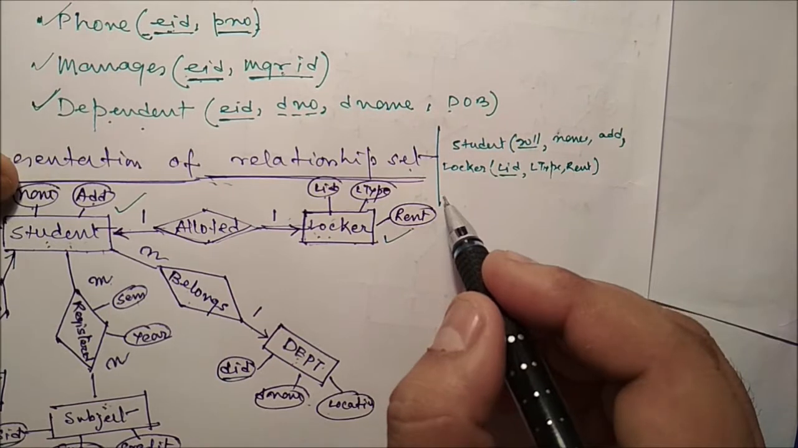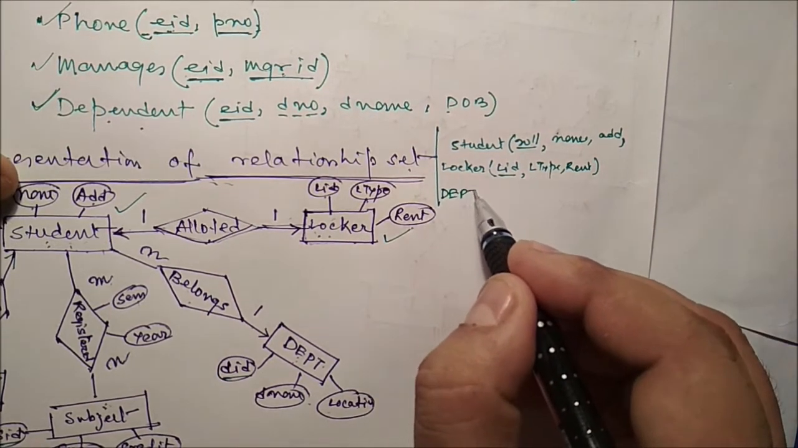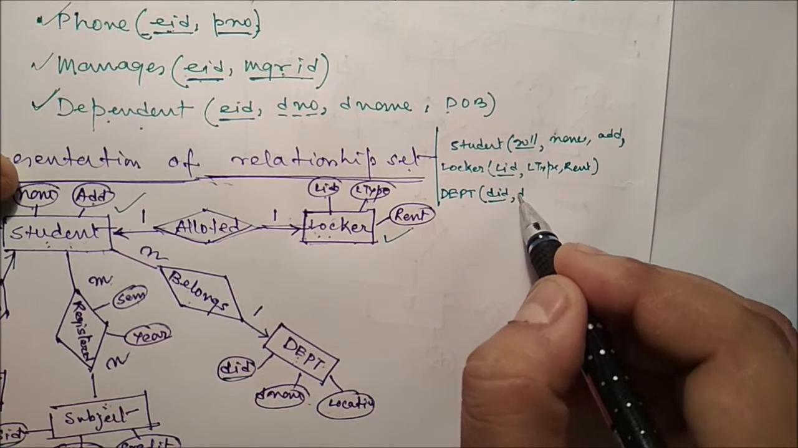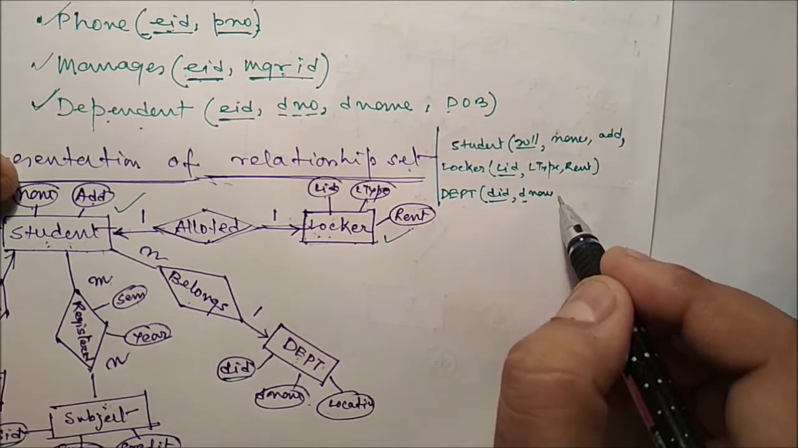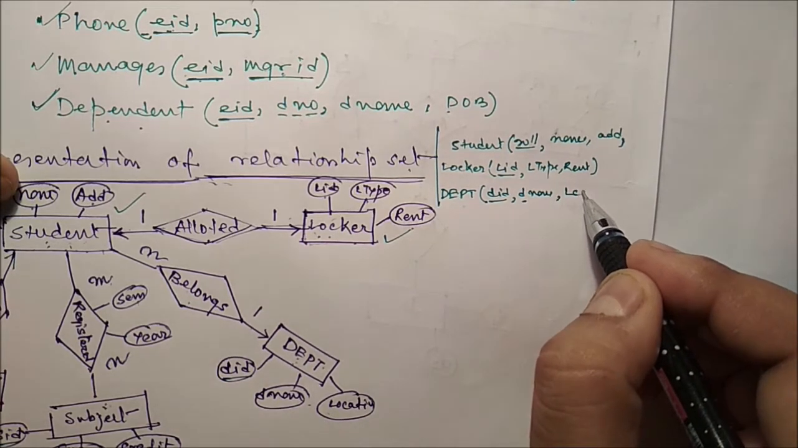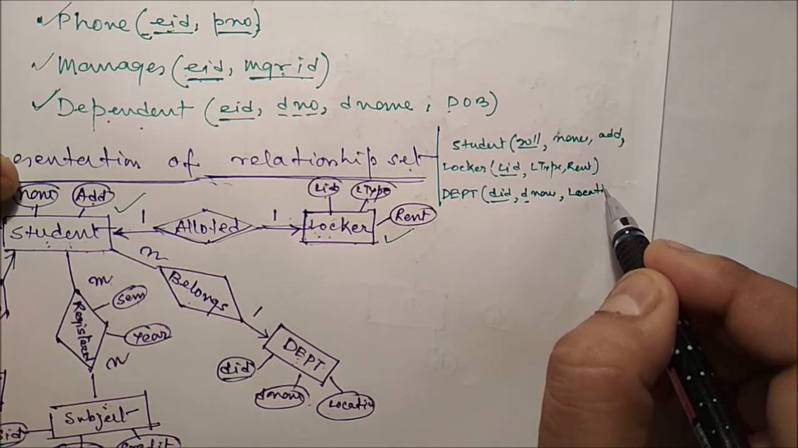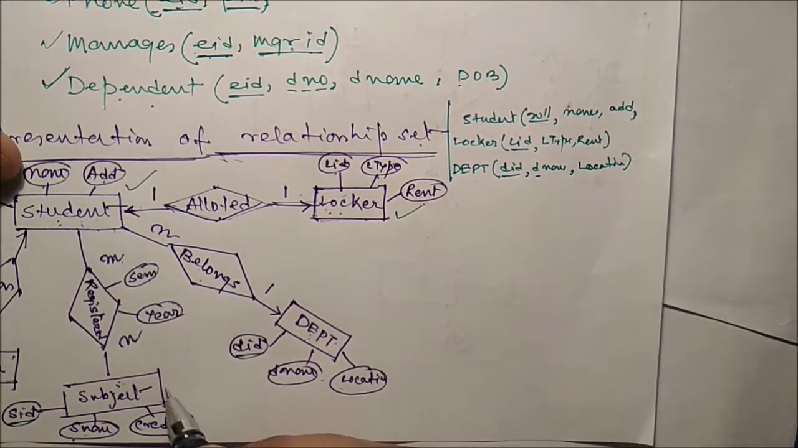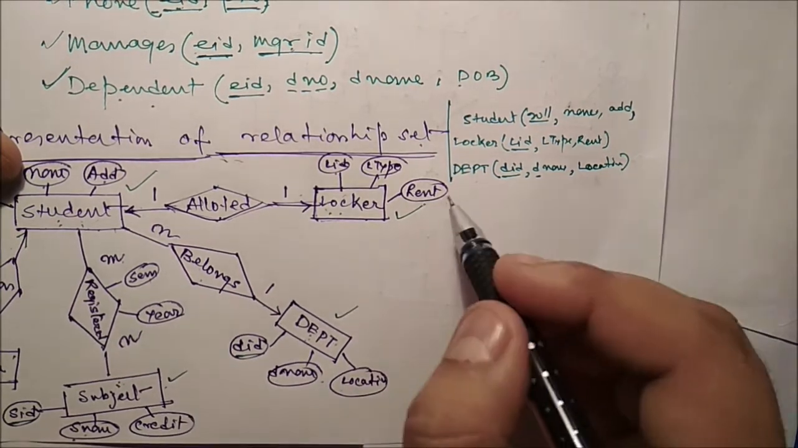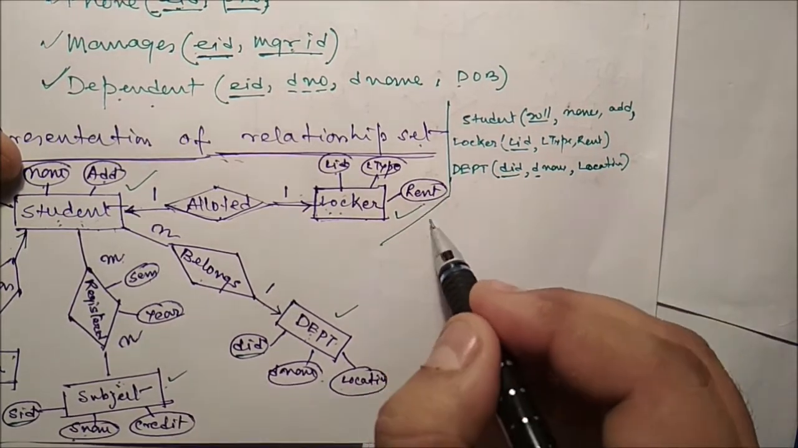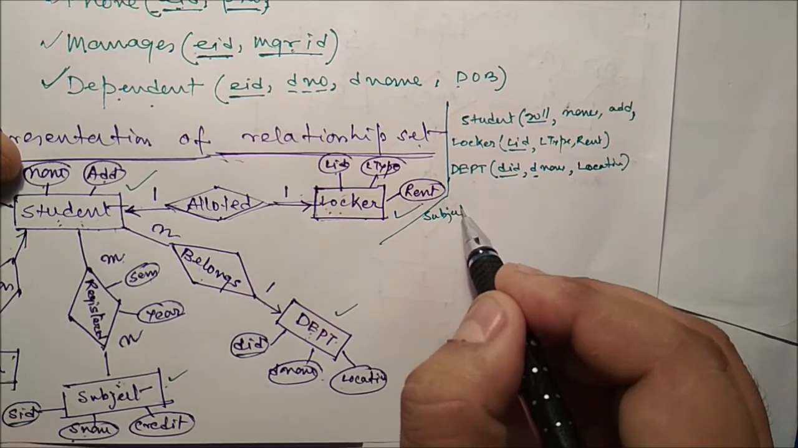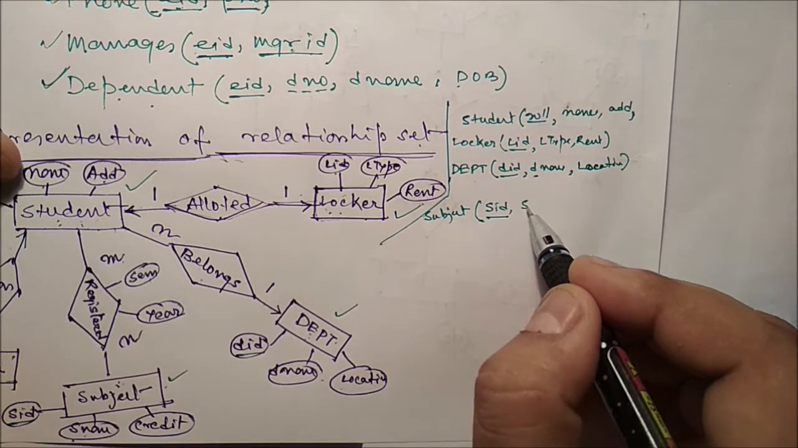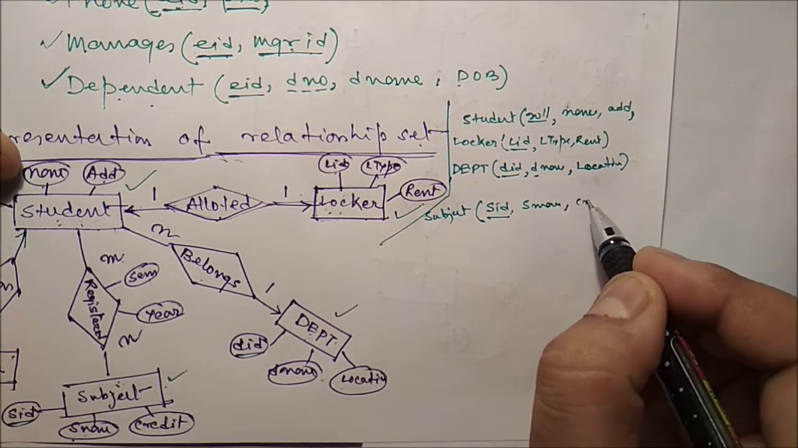Next is what? Department. Now for department, the table should be what? The table should have department ID. It is a primary key, department name. Are you getting it? And the location of this particular department. So location means in which city or in which area, or the building name that we can say. Next is what? Subject. Now subject is a strong entity, and here you have to put the subject ID. This should be the primary key, subject name. Are you getting this one? And credit.